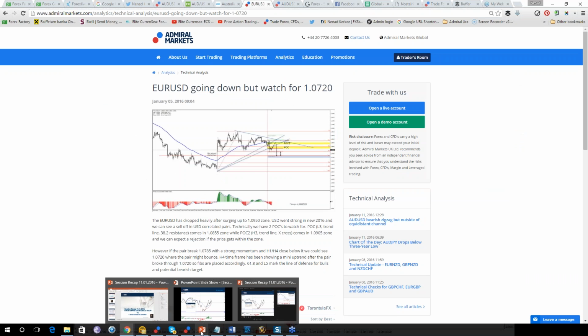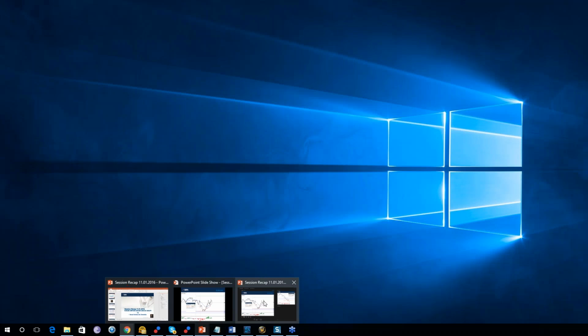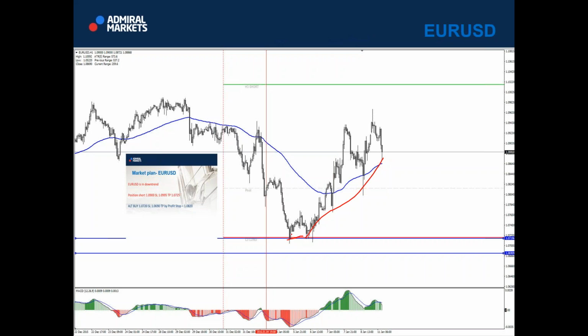And always read the analysis. It will definitely help you. And you can see it here. The price indeed broke through 0.785, went down and rejected.